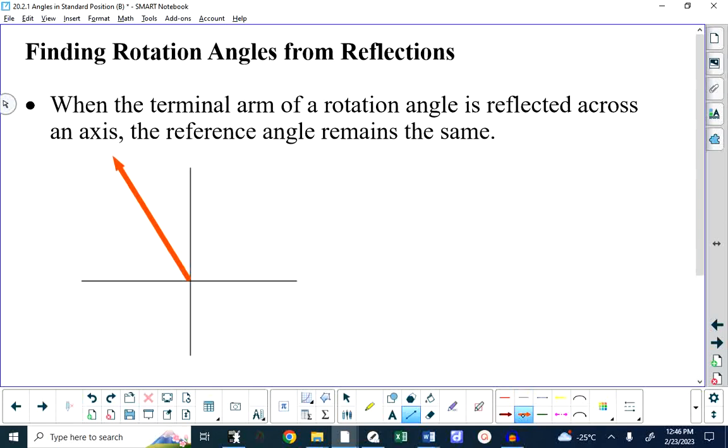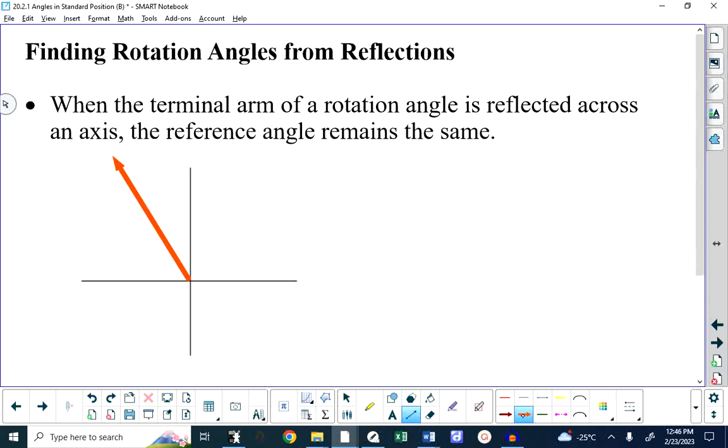Let's just say that that's the terminal arm. And I'm going to reflect that. Do you want me to reflect it in the y-axis or in the x-axis? Let's go x-axis. So what does a reflection mean? When I look at myself in the mirror in the morning, I can see my image there. I'm smart enough to know it's not a real person. It's just an illusion. It's something that I observe.